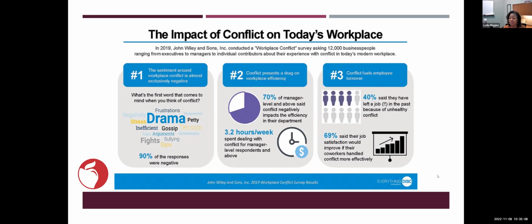When I had you all type in the chat what comes first to mind when dealing with a conflict, and you all listed some words, you all mirrored a study that was done back in 2019 by Mr.